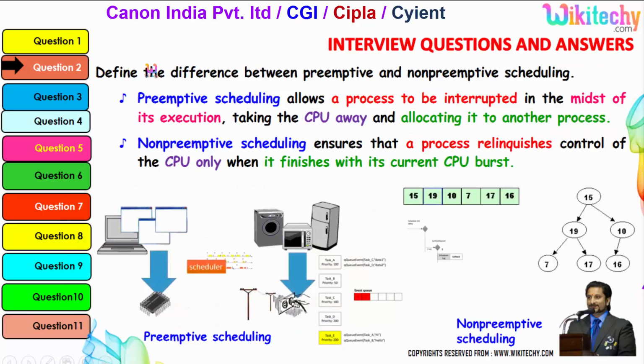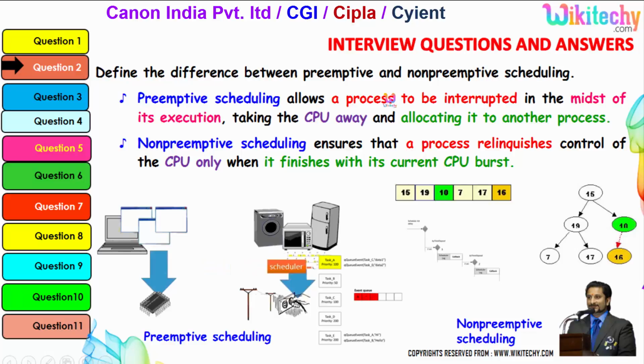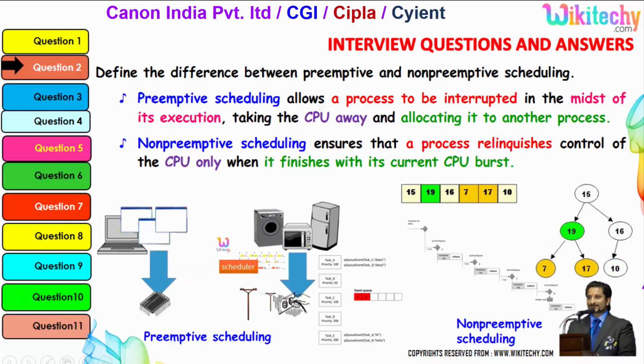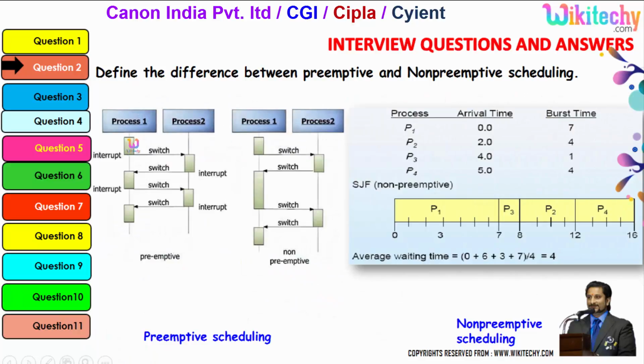Now let's talk about the differences between preemptive and non-preemptive scheduling. A preemptive scheduling is nothing but, you can see this one, I have my process 1 and process 2. Once process 1 is executing, if process 2 comes into the picture, automatically there is an interrupt. Switching over to process 2, it executes for some time, then switches back to process 1, executes, then switches back to process 2, executes. This is called preemptive scheduling.